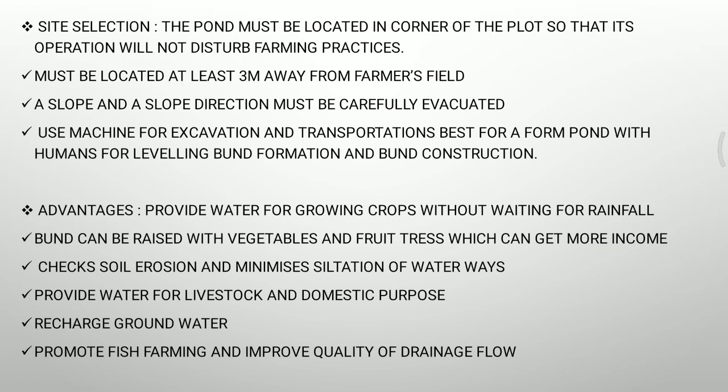Next, it must be located at least 3 meters away from the farmer's field. The slope and slope direction must be carefully evaluated. The slope should be such that the water will go into the farm pond itself, not anywhere else. Use machines for excavation and transportation, which is best for a farm pond, with humans for leveling, bund formation and bund construction. Okay, excavation should be done with the help of machinery because it will be more precise.